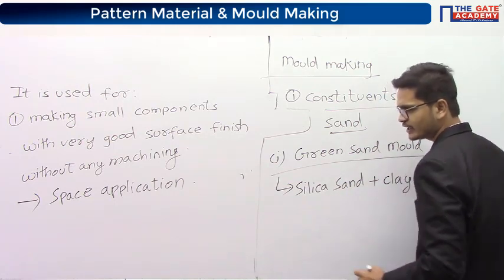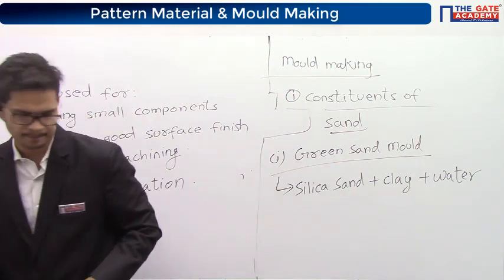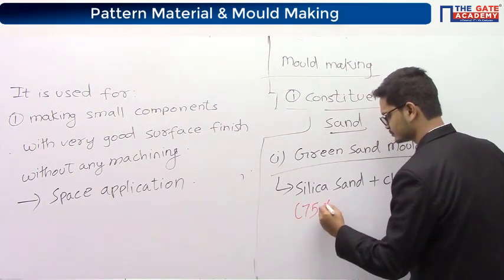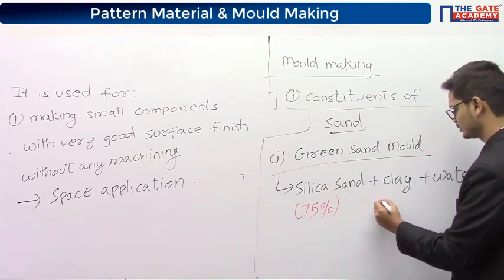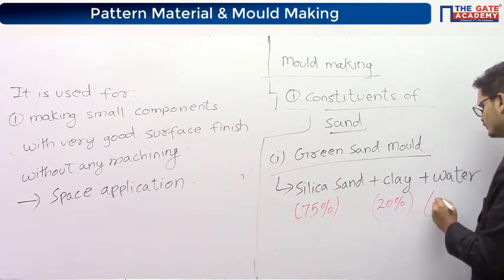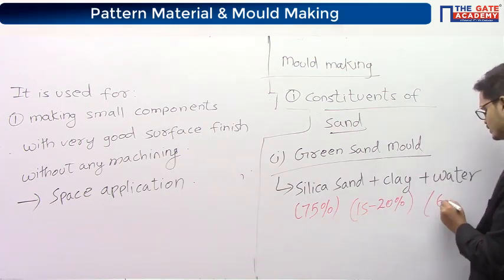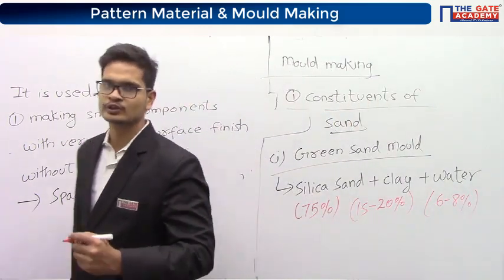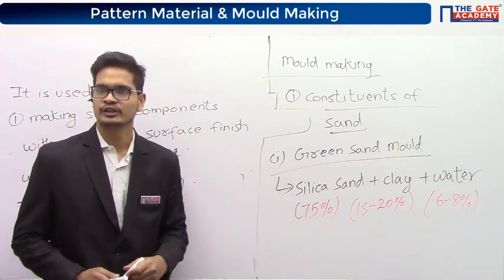Silica sand is generally 75%. Clay is nearly 20%. And water is 6 to 8%. So these are the main constituents of a green sand mold.